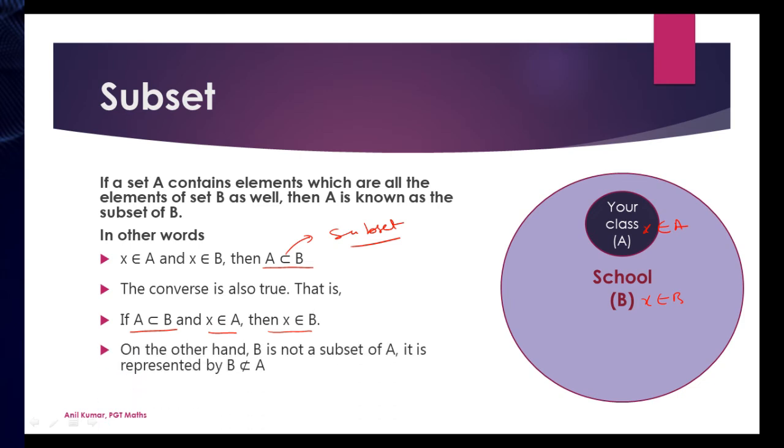On the other hand, if B is not a subset of A, it is represented by B is not a subset of A. Then what is B? B is the superset of A. If I put this symbol of subset in the opposite direction, that will represent superset. That is to be written as superset.